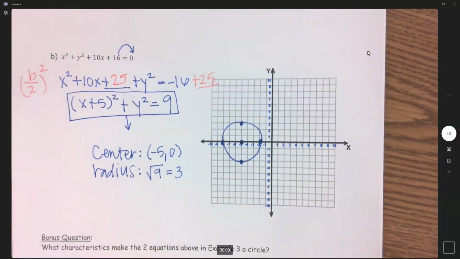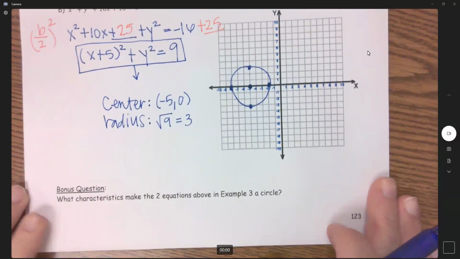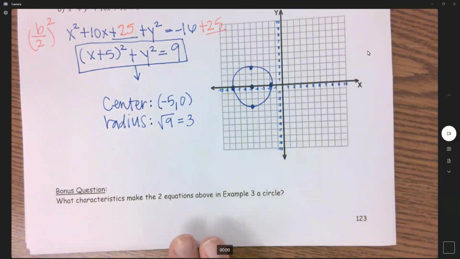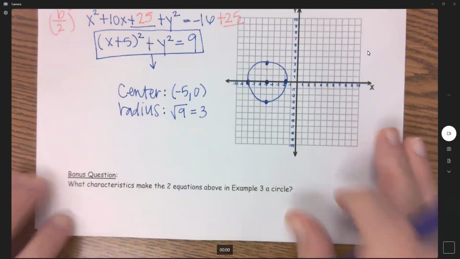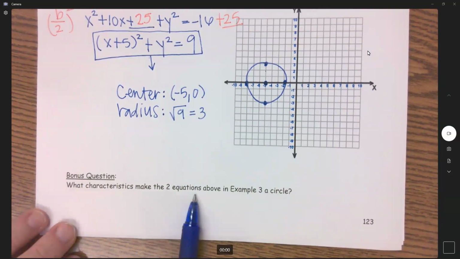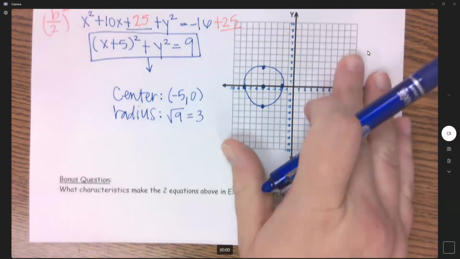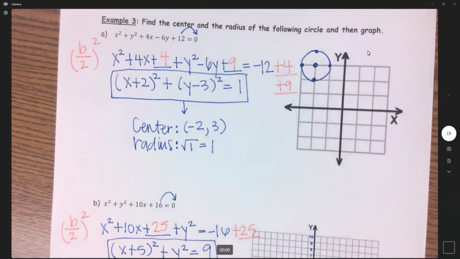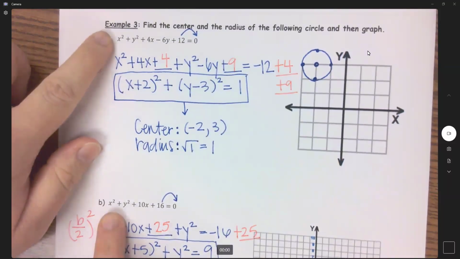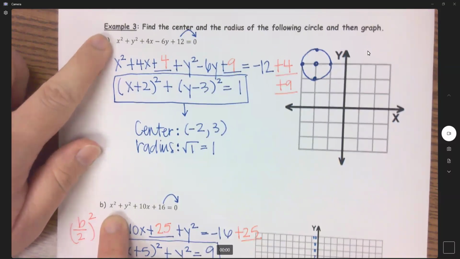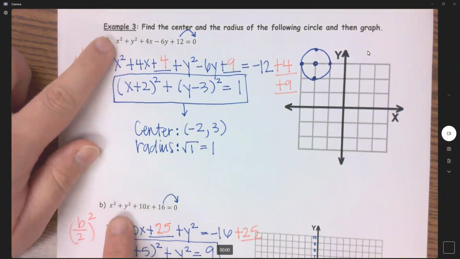Okay, now a bonus question, and it's going to help us as we go further. This is to help us with that last one, knowing the general form of an equation of our conics section, understanding how the constants of the equation relate to the graph. My bonus question here is, what characteristics make the two equations above in example 3 a circle? So going forward, when we add more conic sections, when we add ellipse, hyperbola, and parabola, I need to be able to look at these equations right here and say, I know that that's going to make a circle. So what about these makes it a circle?